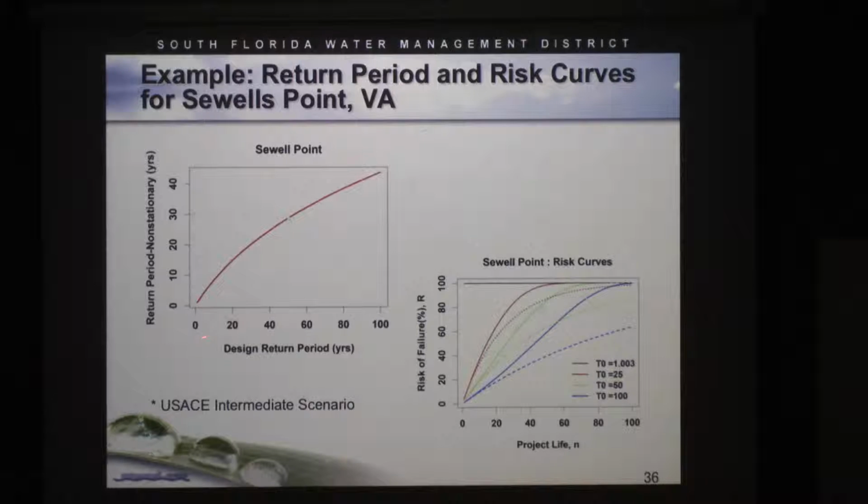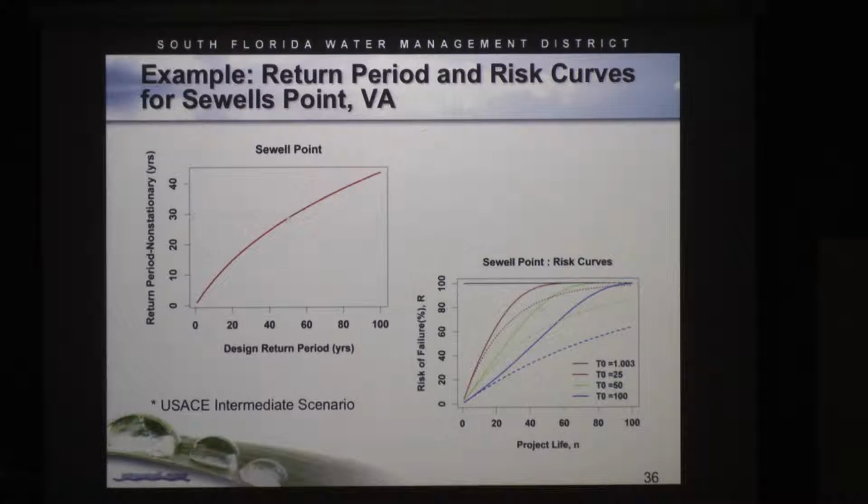So you have a curve that says design return period and a return period under non-stationarity. What it does is, if I design for a 50-year return period, let's say a seawall, it only has a 30-year level of protection because of the non-stationarity. Or if I do want a true 25-year, you really have to design for more like 40-year upfront. That's the way you interpret that curve.